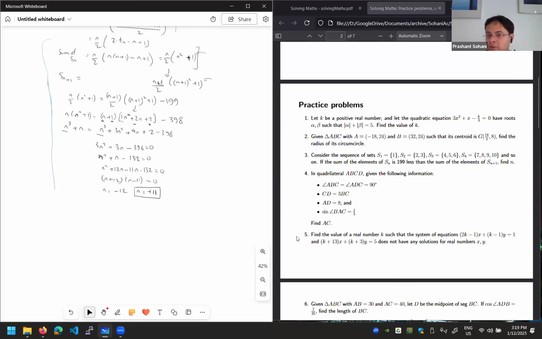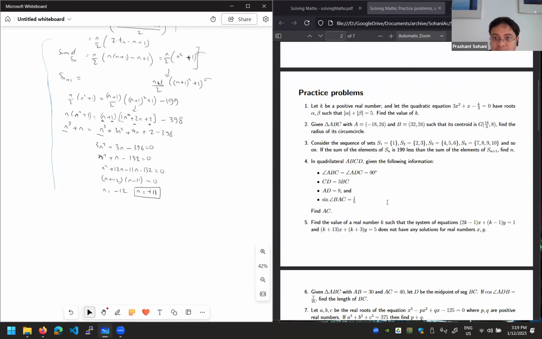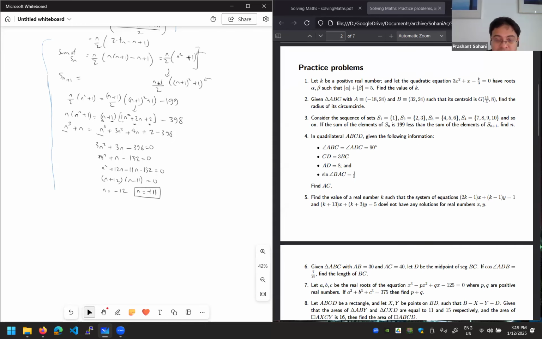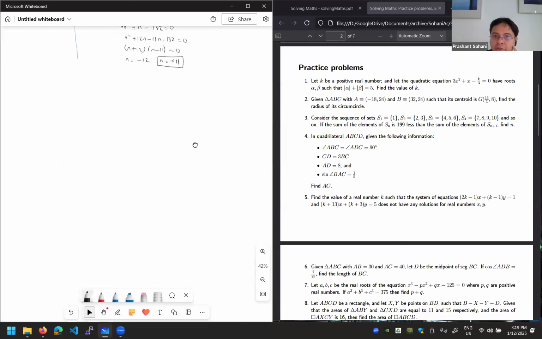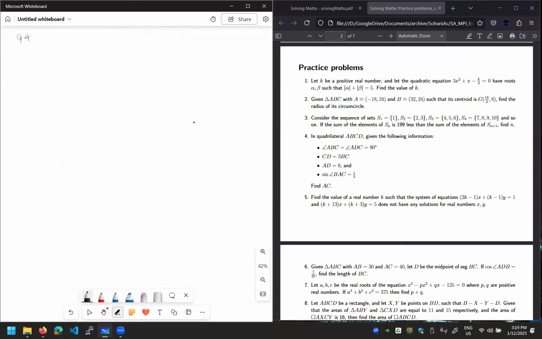Okay, if there are any other questions about this problem, or we'll go to the next one. Okay, and question 4. Anybody who has solved question 4? So can you see? Yes, go ahead.